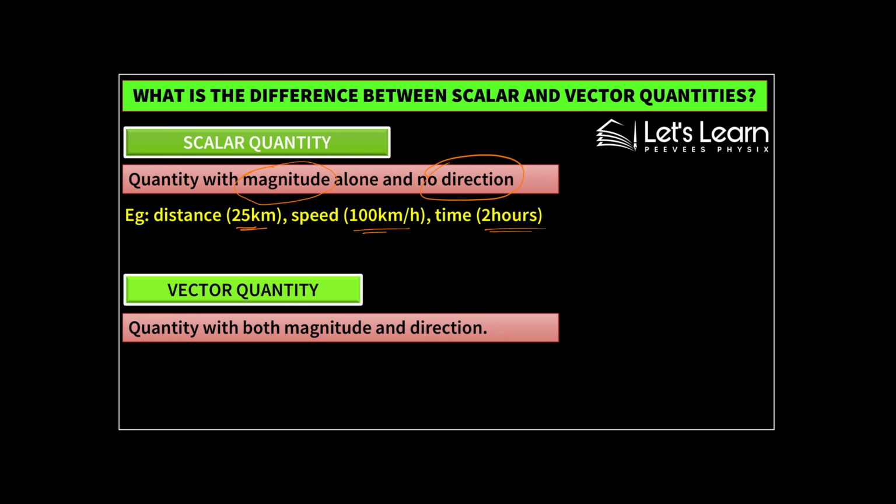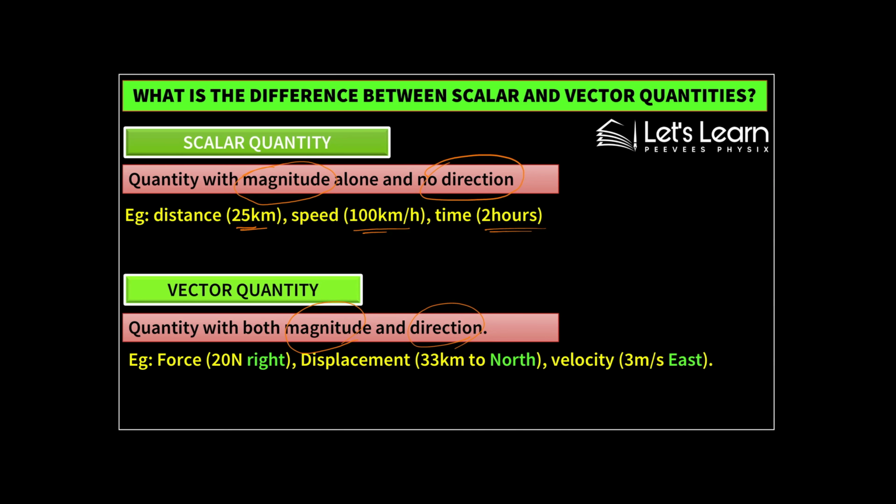There are certain quantities which have both magnitude and direction. Those quantities we call vector. Look at this. Someone is pushing with a force of 20 Newton, that is a magnitude, and there is a direction. Displacement has magnitude and direction. Velocity has a magnitude and direction. So these quantities we call vector. Why do we call them vector? Because they have both magnitude and direction.